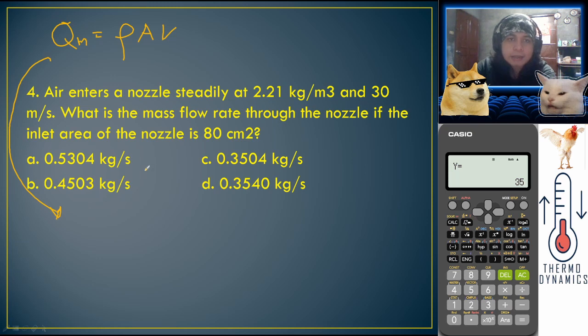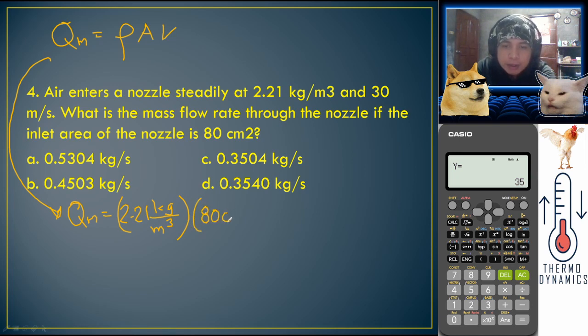Game! Let's do this. So, we have mass flow rate is equal to density. Ano yung density natin? We have 2.21 kilogram per cubic meter. Easy lang, sir. Okay, game. Area. Ano naman yung area natin? We have 80 square centimeter.